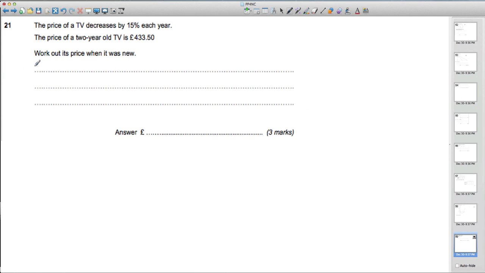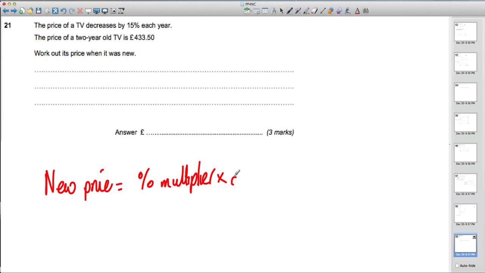Okay, the price of a TV decreases 15% each year. The price of a 2-year-old TV is £433.50. Work out its price when it was new. You need to remember the following. The new price is the percentage multiplier multiplied by the old price.